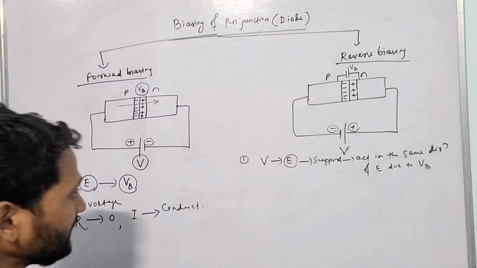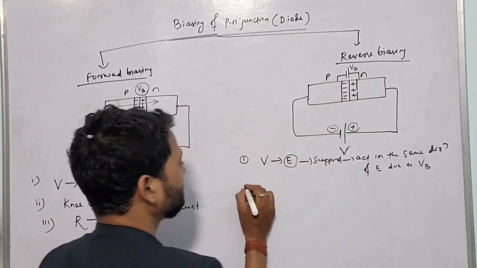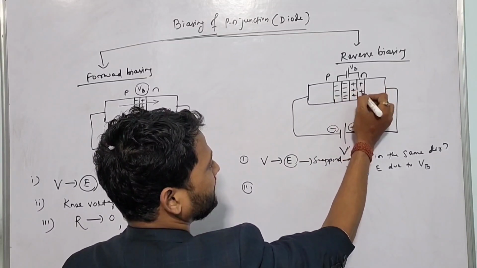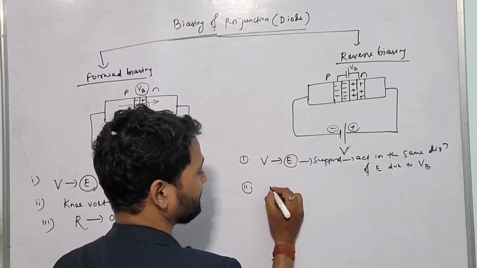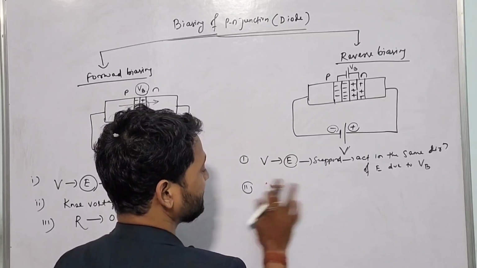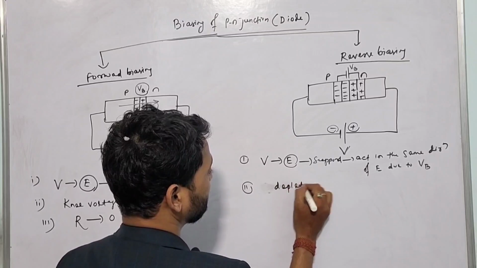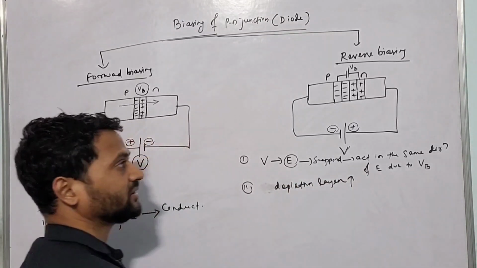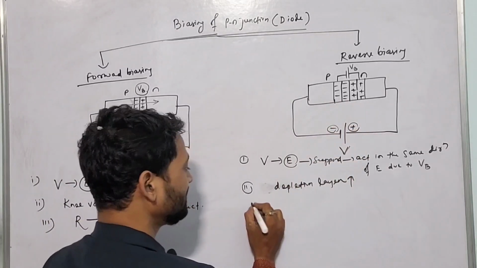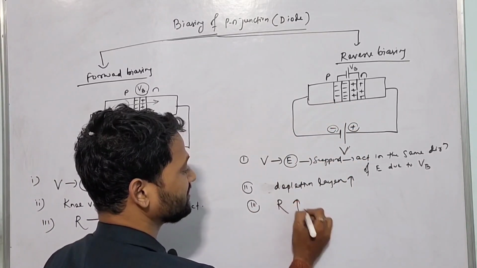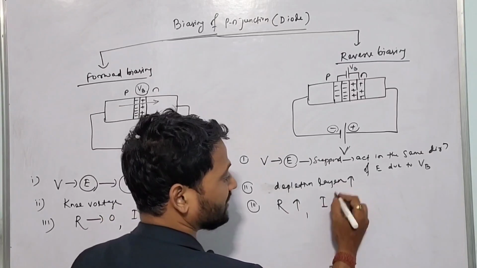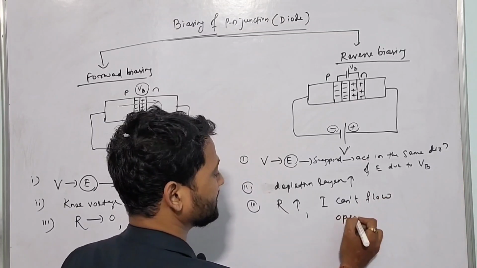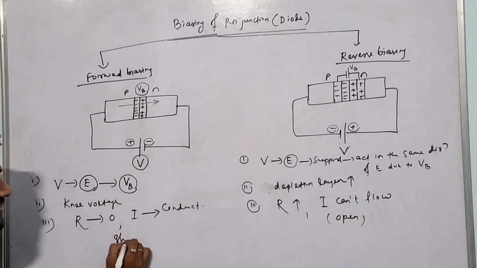Is it clear? So what about the junction layer? The width of the junction layer will be more. What about the depletion layer? The width of the depletion layer will be more. If the width of the depletion layer is more, what about the resistance? Resistance will be more and current cannot flow. So it will act as an open circuit. Here, in forward bias, it will act as a short circuit.